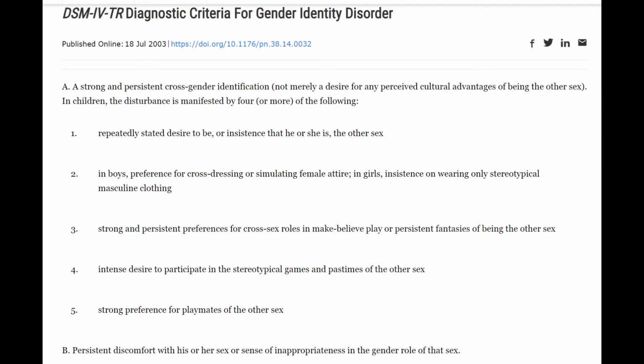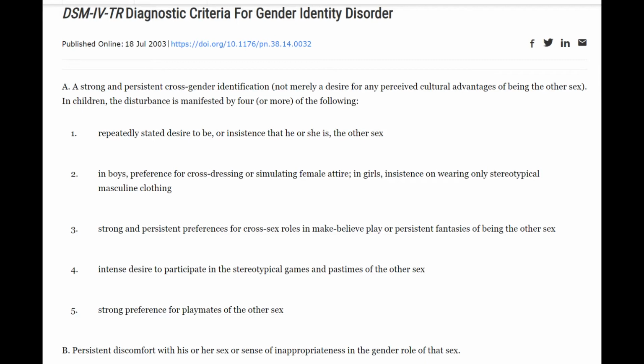Next, they talk about the gender binary. Instead of acknowledging that there are sexes and genders other than the female and male typical narrative, the DSM-4 only states that there are those two. So, for example, some of the criteria are a repeatedly stated desire to be, or insistence that he or she is, the other sex. In boys, preference for cross-dressing or simulating female attire. In girls, insistence on wearing only stereotypical masculine clothing. Strong and persistent preference for cross-sex roles in make-believe play, or persistent fantasies of being the other sex, along with a few other things.